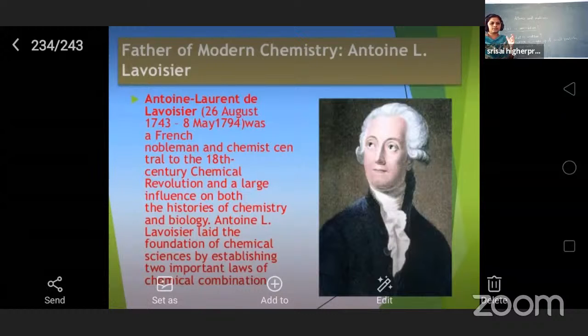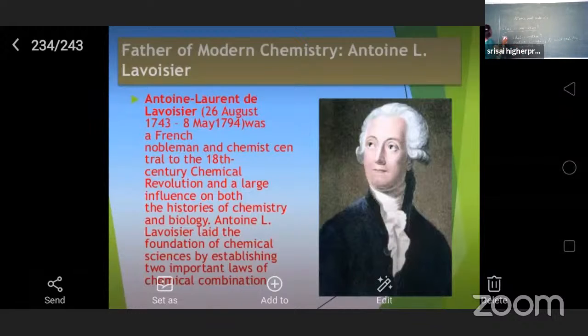So this scientist laid the foundation of chemical sciences by establishing two important laws of chemical combination. So in this lesson we are going to learn about atoms and molecules. You know that in the matter lesson we have learned about elements and compounds. Right, students?